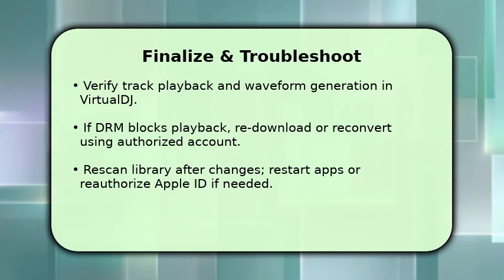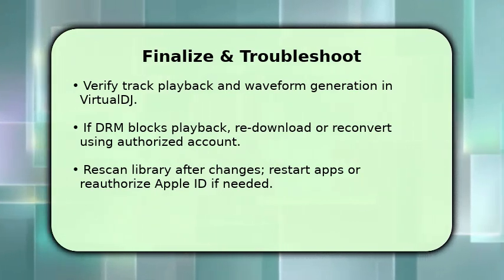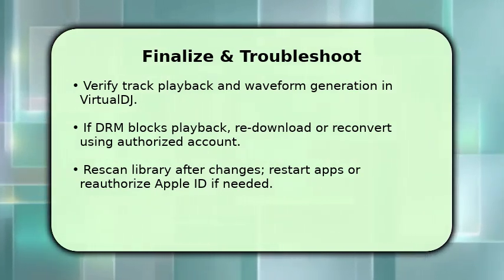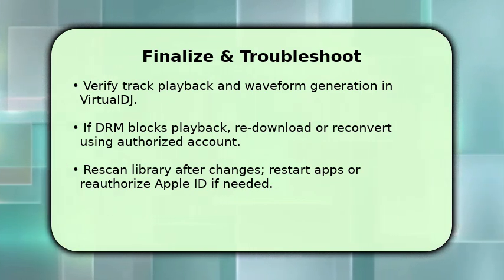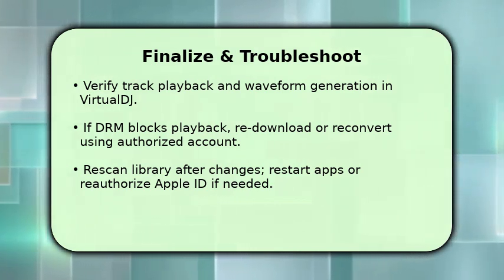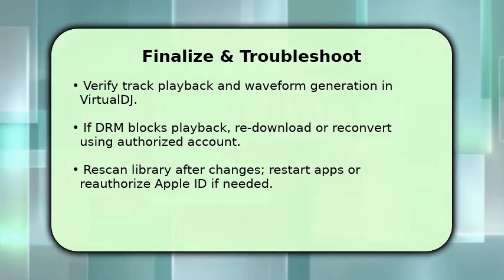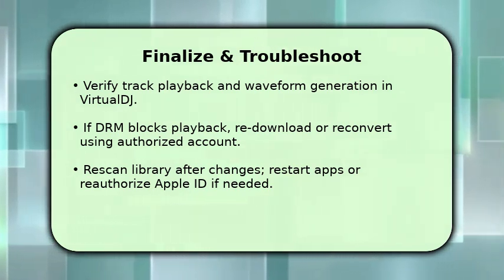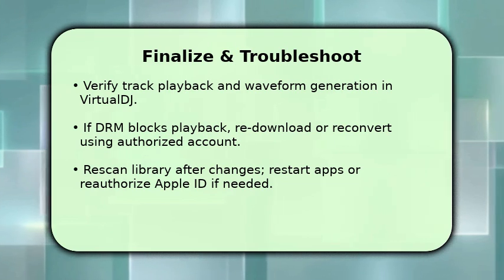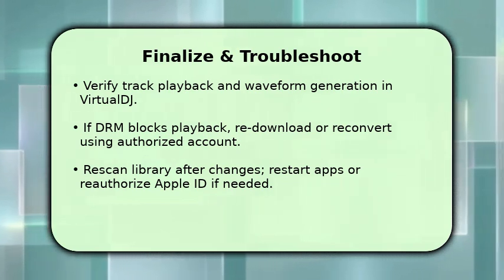Finish by testing playback. Load a track, check waveform and cue points, and play through to confirm audio. If a track won't play, it's likely DRM or an incomplete download. Sign out and back into Apple Music, re-download the track for offline use, or convert authorized files from your own backup. Once fixed, rescan the folder in Virtual DJ.